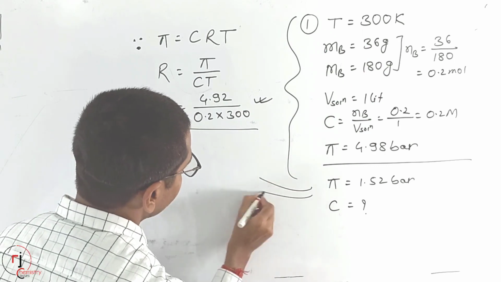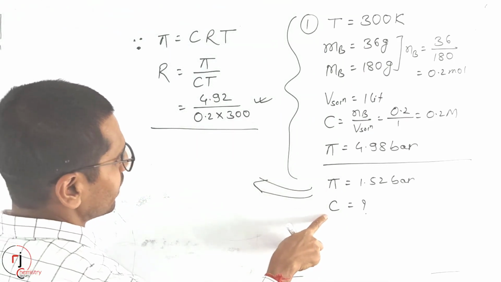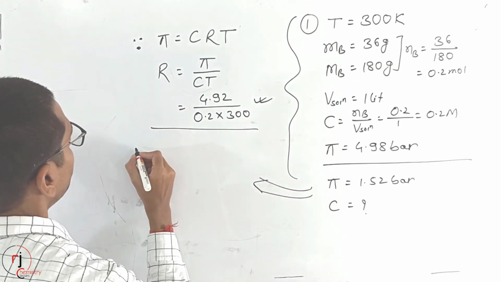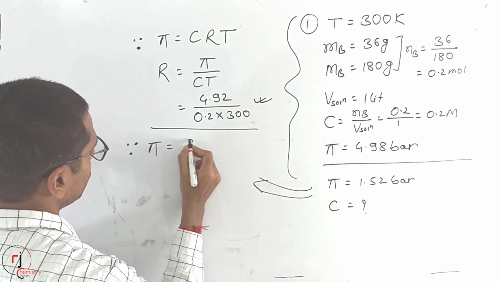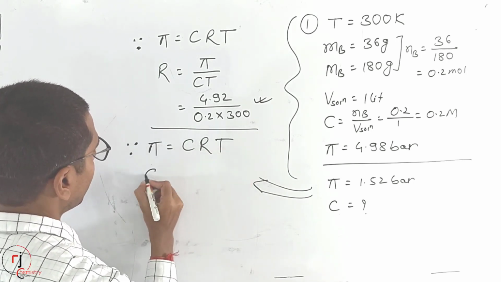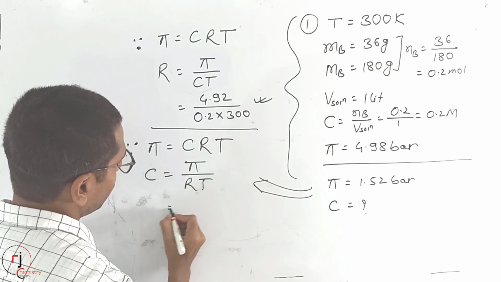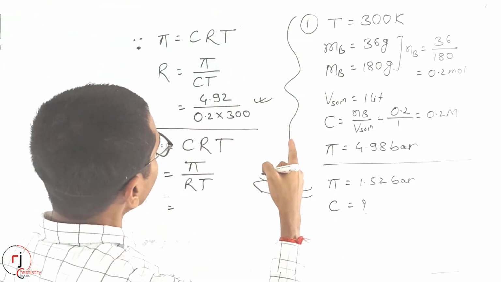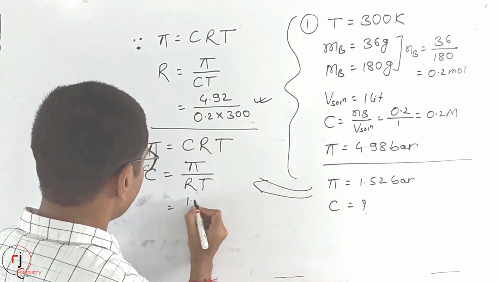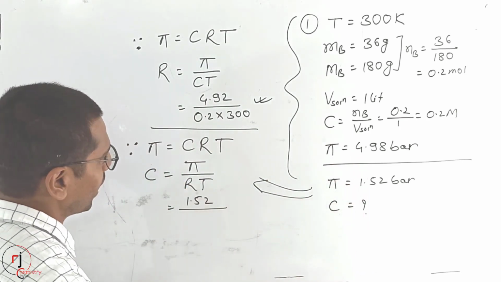Now in the second case, we put the same value and calculate the value of C. We know that pi is equal to CRT. Then what will be the value of concentration? That is equal to pi by RT. What will be the value of pi given in the question? That is 1.52 in the second case divided by R into T.